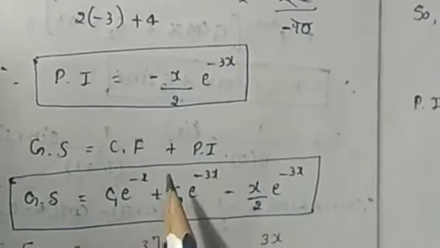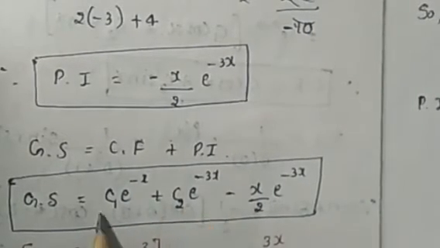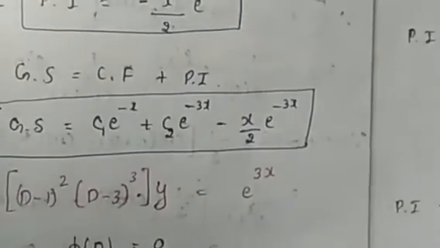So what is the general solution? General solution is equal to complementary function plus particular integral. Applying both the complementary function and the particular integral, that is the general solution. So go to the next problem.